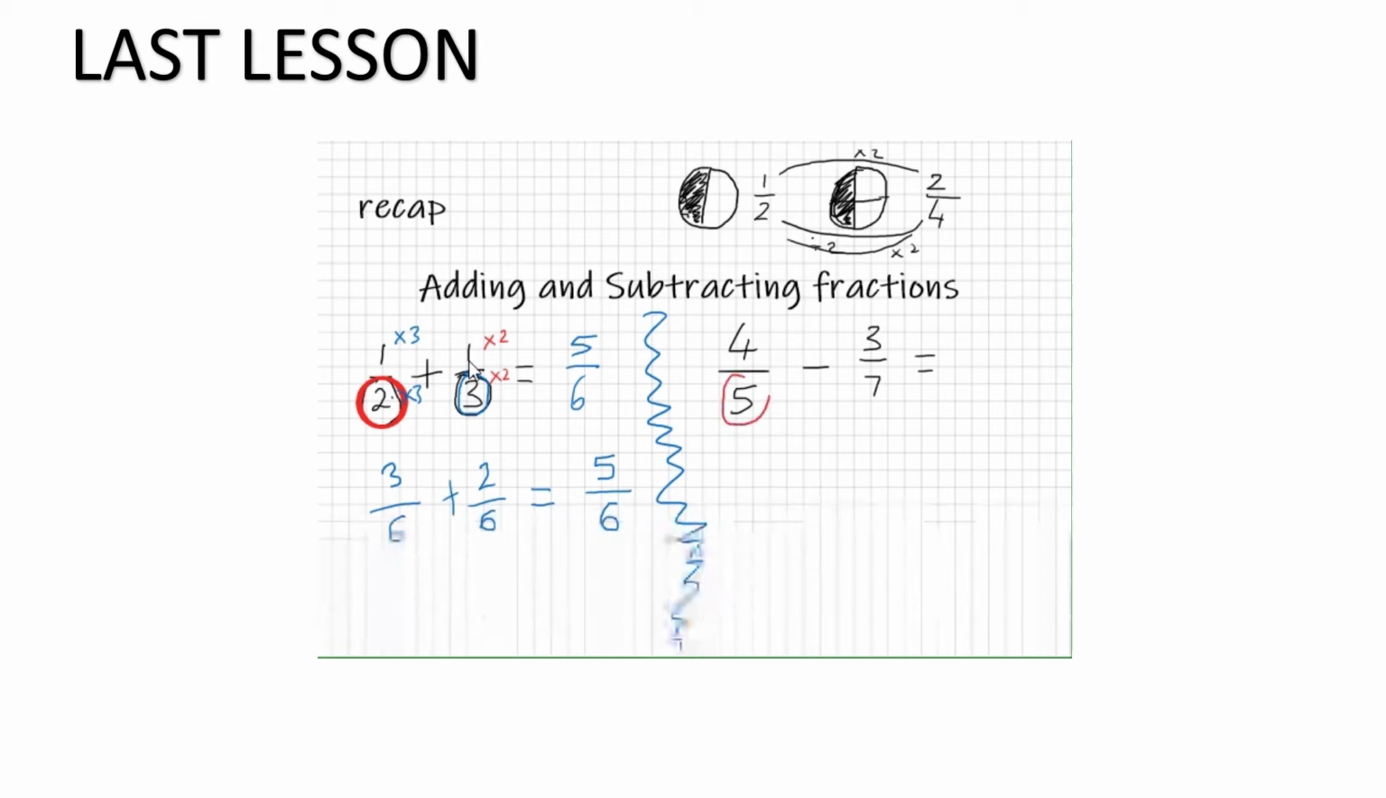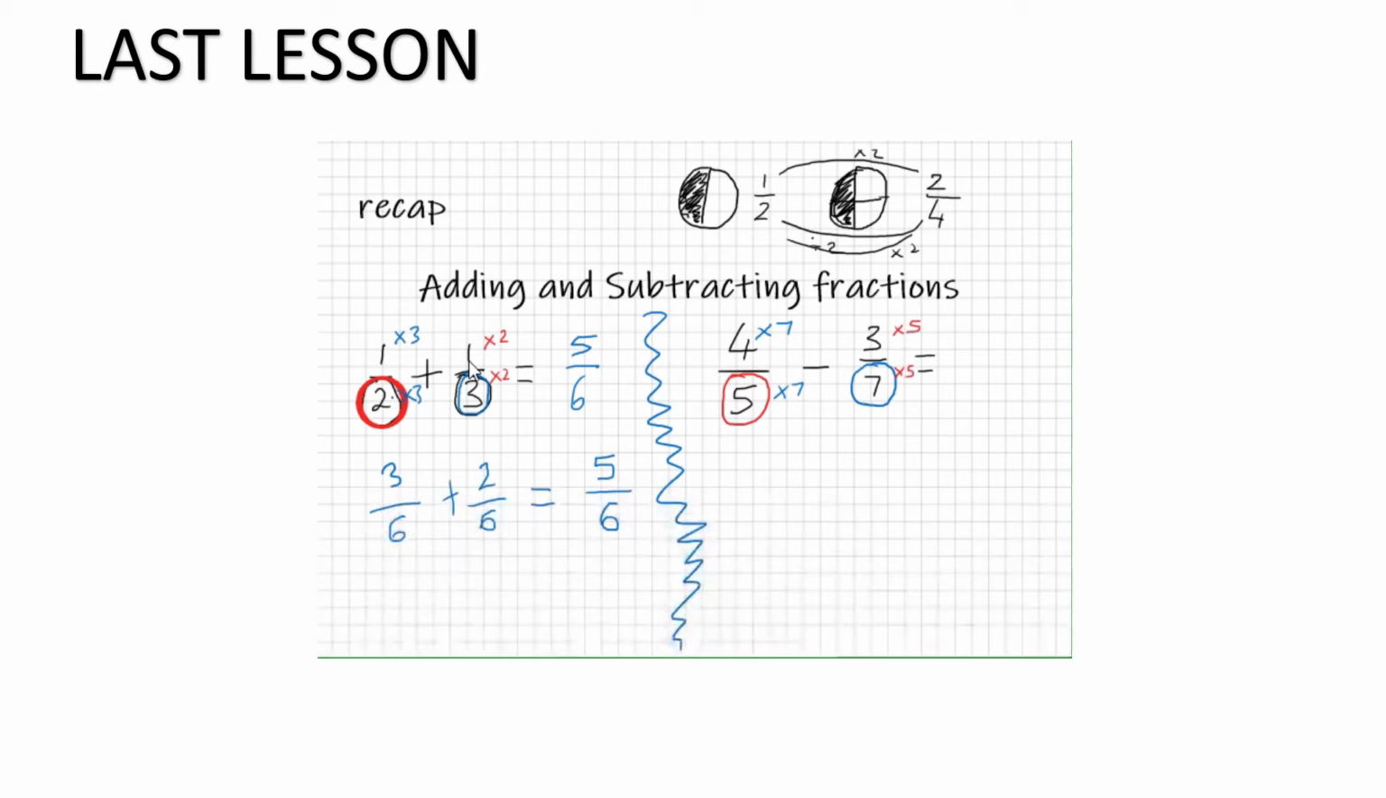So here I've got a 5. Here I've got a 7. So the easiest thing that I can do right now is to multiply this side by the 7, because I've got it there. And I'm going to multiply this side by the 5.